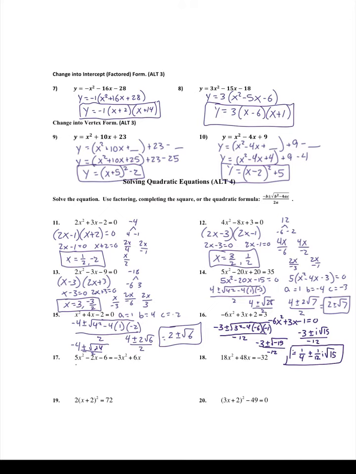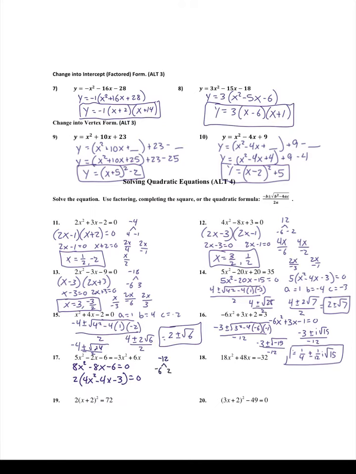Number 17, we're going to get everything on one side. So we're going to add 3x squared to get 8x squared. We're going to subtract 6x to get 8x squared minus 6x... negative 8x minus 6 equals 0. Pull out a 2, and we've got 4x squared minus 4x minus 3. We can see if this factors.